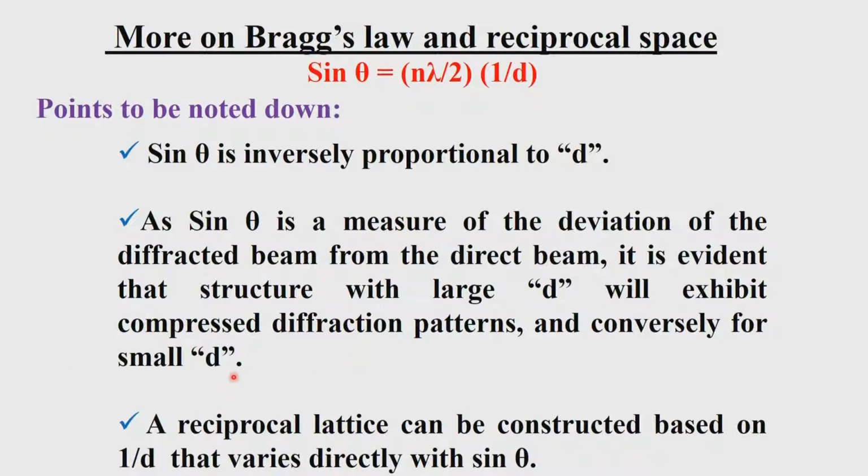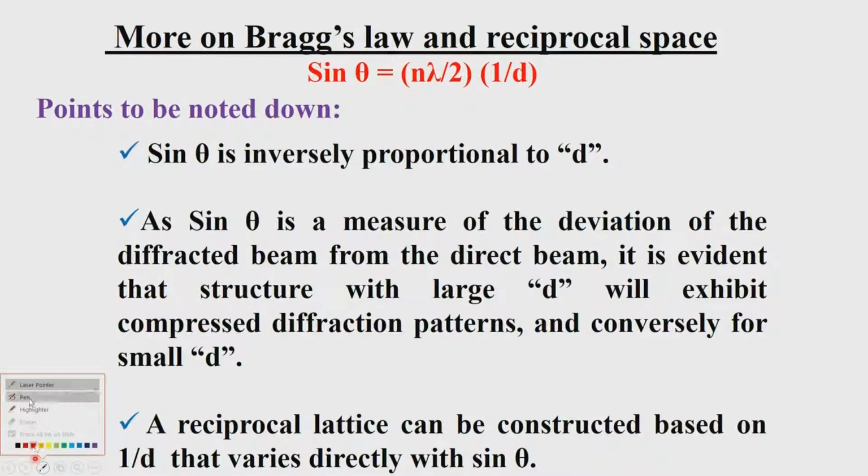Let me take a little time to explain this. Suppose we have a structure with a very large d spacing. This is equivalent to having a multiple slit experiment, which we discussed earlier on. We discussed, of course, only a 2 slit experiment, and then we decided to increase or decrease the distance between these 2 slits. We can have a very large number of slits, some 8 or 9 slits.